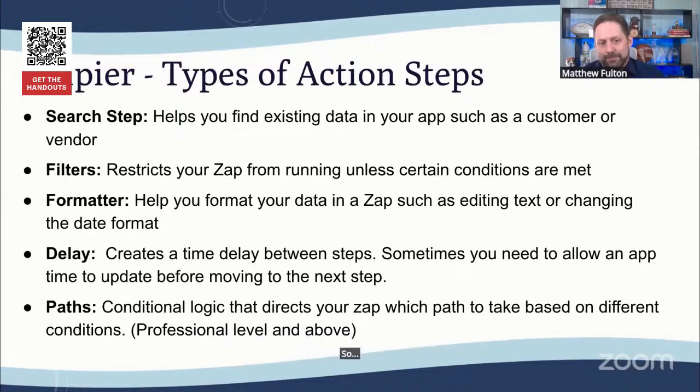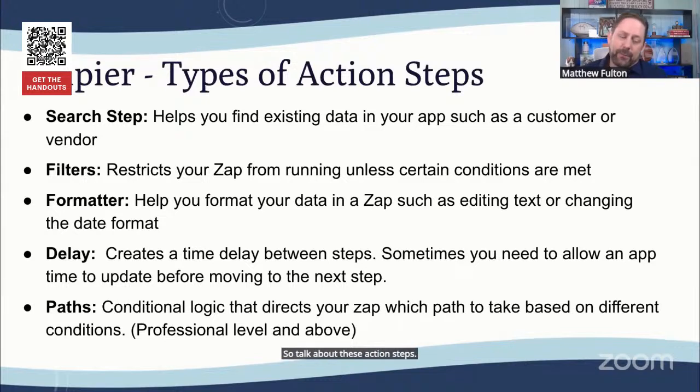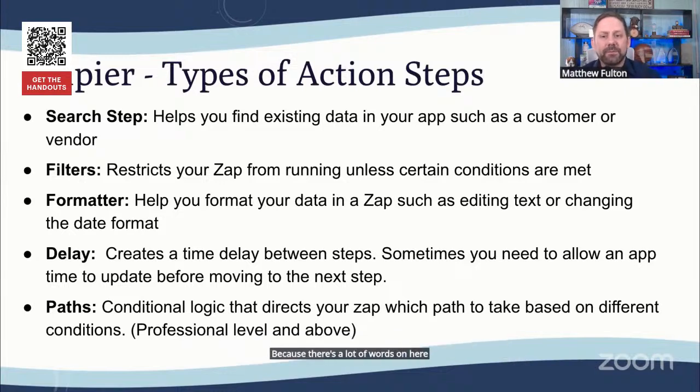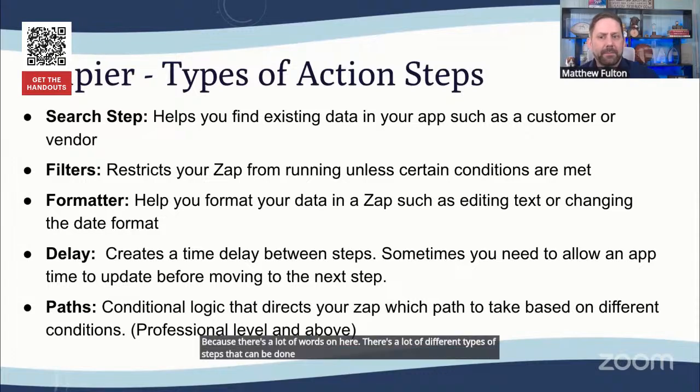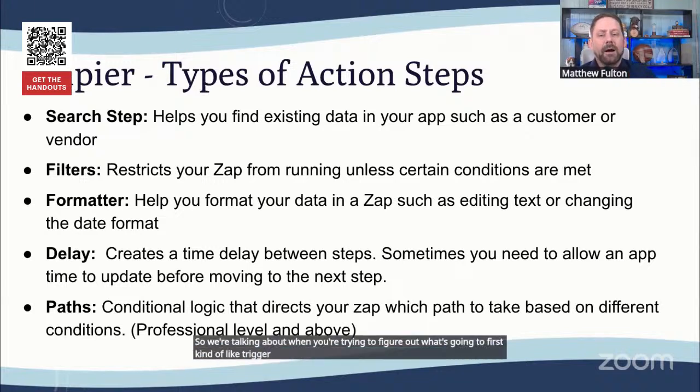So, talk about these action steps. This is an example as we go through some of these next sections, guys. This is where you really want to probably download these slides. I'll put the link up again for everybody because there's a lot of words on here. There's a lot of different types of steps that can be done within Zapier. So we're talking about when you're trying to figure out what's going to first trigger something, and then once it's triggered, what's the action it's going to take within the other app.